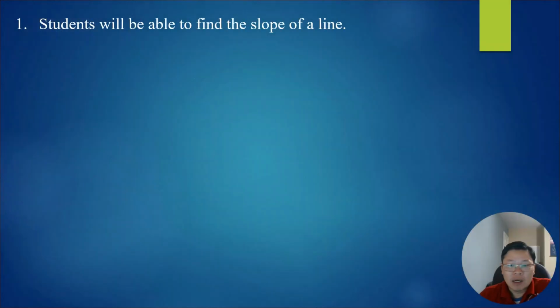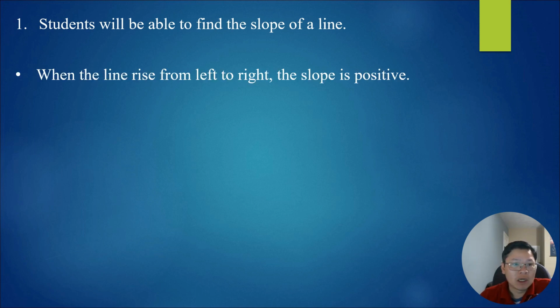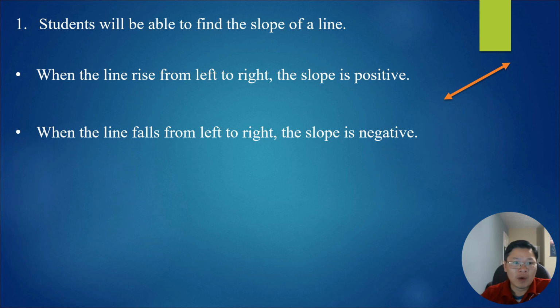Alright, on this slide, I will teach students how to identify different kinds of slope. First one, when the line rises from left to right, the slope is positive when it's going up like this. The next one, when the line goes down from left to right, we call it negative, or we call it going down. Alright, so we can see the picture for negative is going down. What about zero slope? Zero slope means a horizontal line.